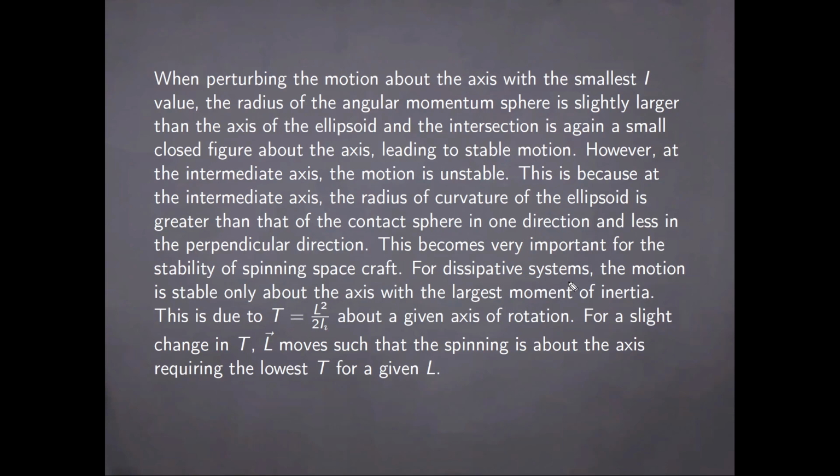For dissipative systems, the motion is stable only about the axis with the largest moment of inertia. This is due to the fact that the kinetic energy about a given axis of rotation has the value here, so for a slight change in the kinetic energy, the angular momentum will have to move such that the spinning axis is about the axis requiring the lowest value of the kinetic energy for a given magnitude of the angular momentum.